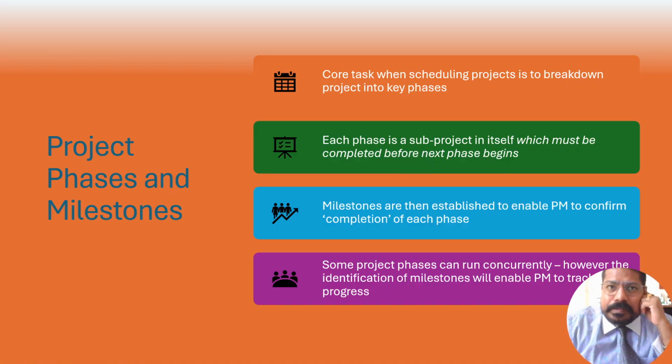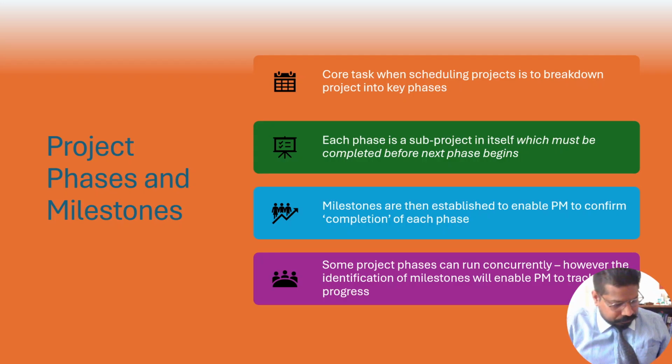Okay, project phases and milestones. A core task when scheduling a project is to break the project down into key phases. We discussed the work breakdown structure. The whole of your scope is divided into a number of smaller chunks of tasks, and that is known as the work breakdown structure. If you add up all these small pieces of work breakdown structure, it will give you the complete scope.